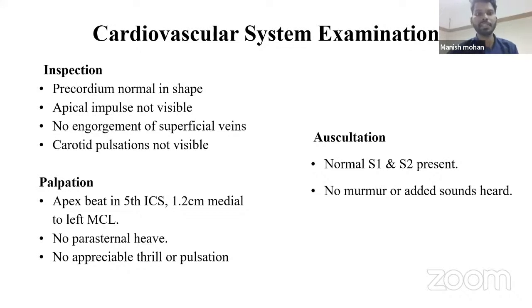Cardiovascular system examination, inspection: precordium appears to be normal. Apical impulse was not visible. There were no enlarged superficial veins, and carotid pulsations were not visible. On palpation, the apex beat was in the 5th intercostal space, 1.2 cm medial to the left midclavicular line, no parasternal heave, no appreciable thrill or pulsations. Auscultation was normal, S1 and S2 sounds were heard with no murmur or any other added sound.